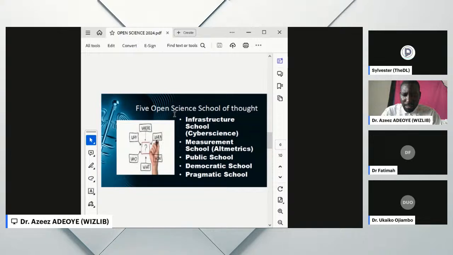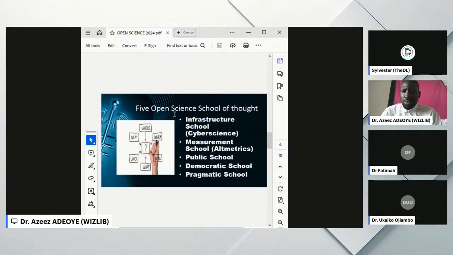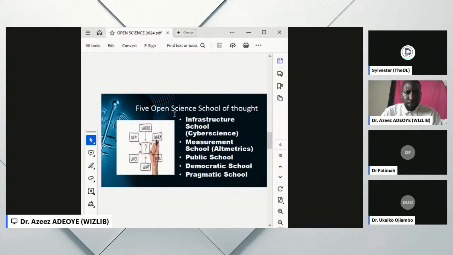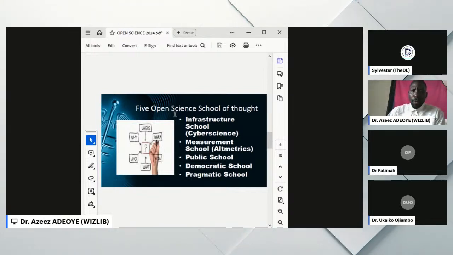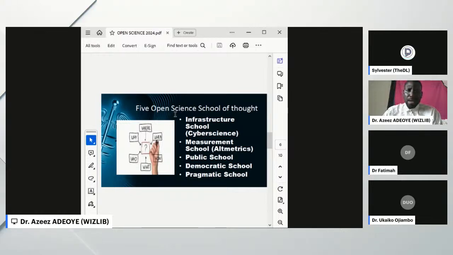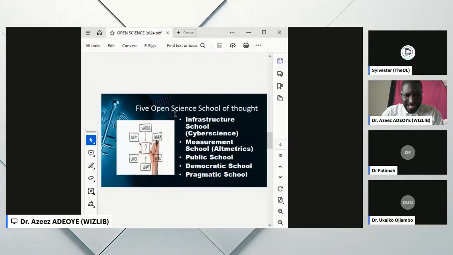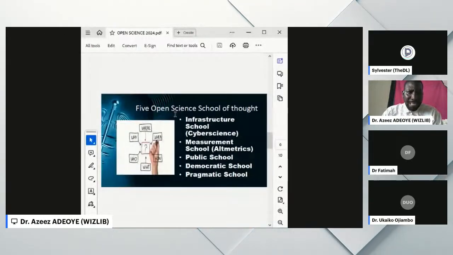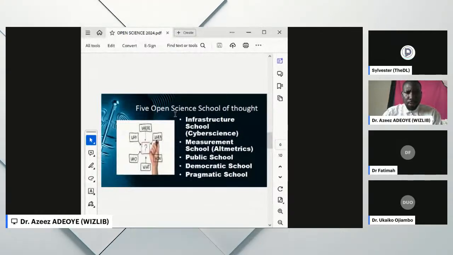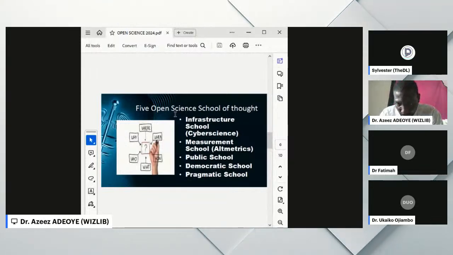And we have the democratic school of thought, which has to do with the majority taking the bowl. That is, when the information is derived from the majority, then it should be freely available. Then the last one among the schools of thought in open science is the pragmatic school of thought. This pragmatic school of thought emphasizes that open access came as a result of development in ICT, most especially Web 2.0, where there is connection or collaboration between the sender and the receiver. So that is that on the schools of thought.